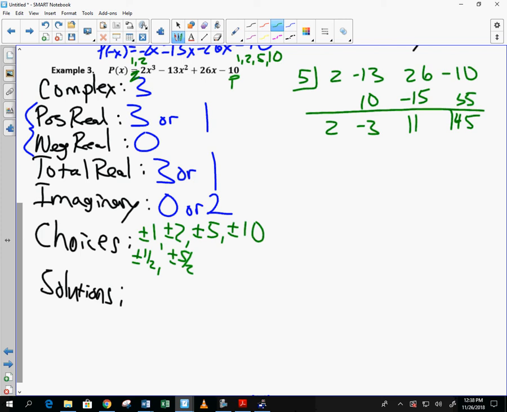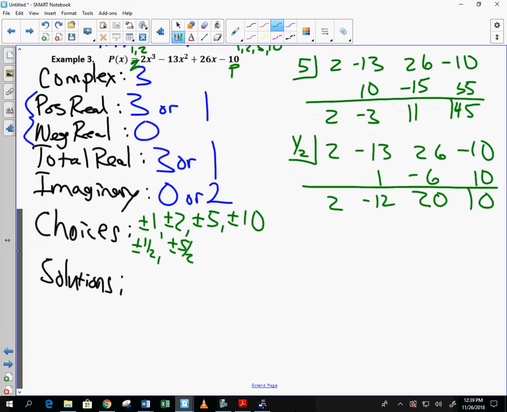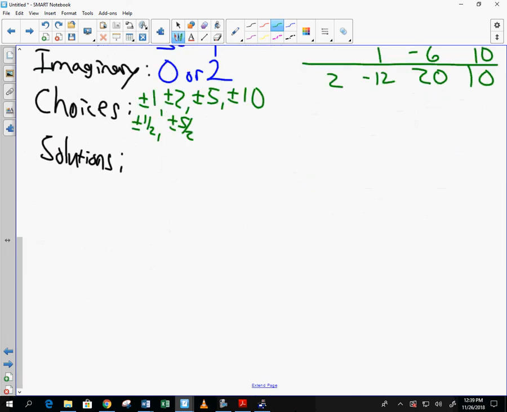Do you like to plug 1/2 in? I don't. So just run it through synthetic division and see if it works out. It's a quicker way. You're less likely to make a mistake. 2, -13, 26, and -10. Let's run that through and see what happens. 2, 1. -12, -6. 20, 10, 0. Sweet. 1/2 worked. So for my solutions, I can list 1/2.